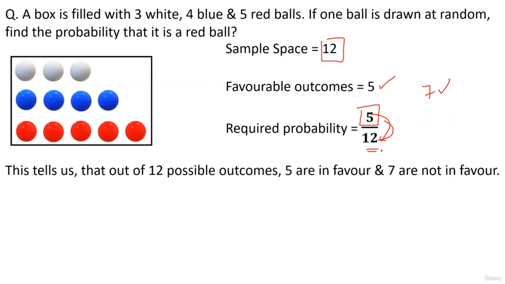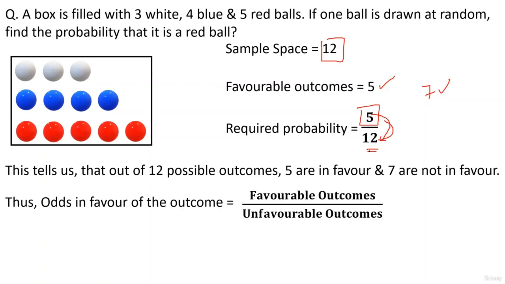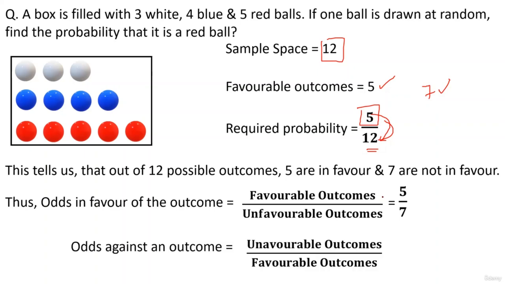So we define two terms here, guys. The first term is odds in favor of the outcome. Odds in favor of the outcome will be the number of favorable outcomes divided by the number of unfavorable outcomes, which is nothing but 5 out of 7 in this case, right? Similarly, if I talk about odds against a particular outcome, odds against will be the reciprocal. Unfavorable outcomes divided by the favorable outcomes, which is 7 out of 5.